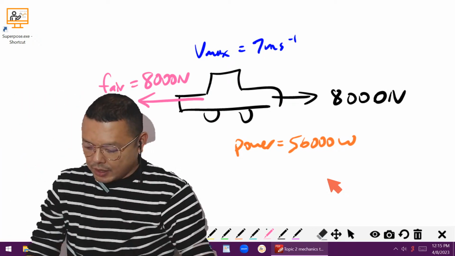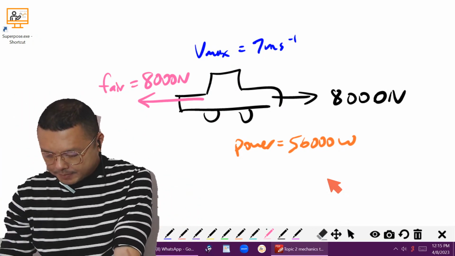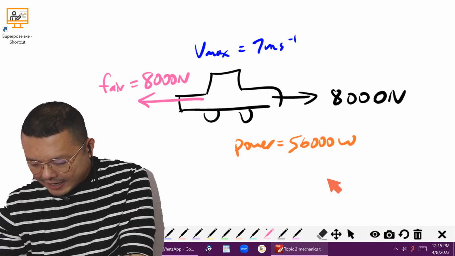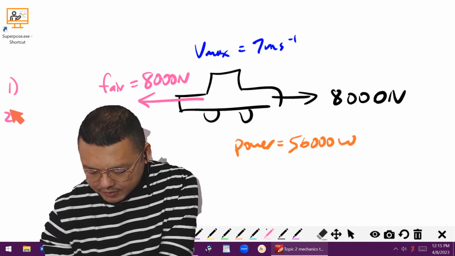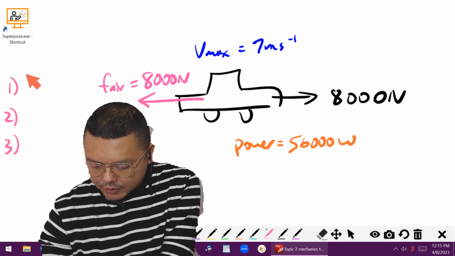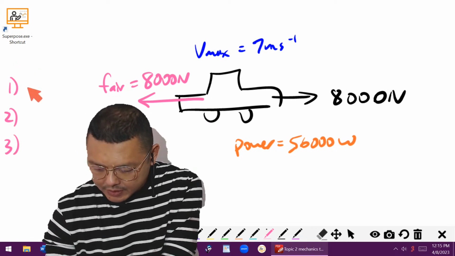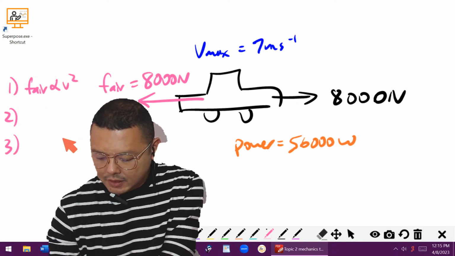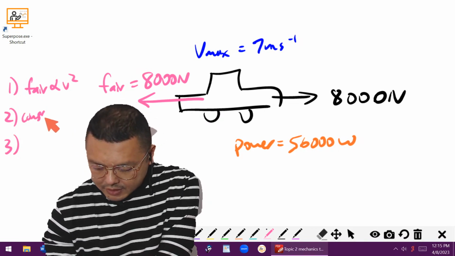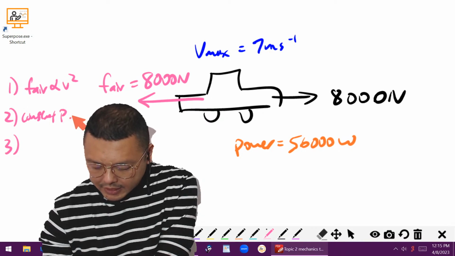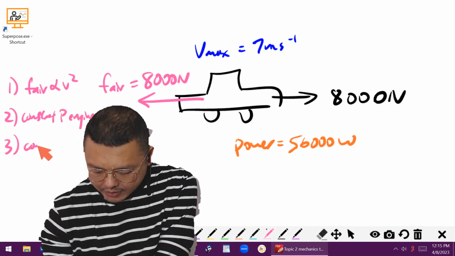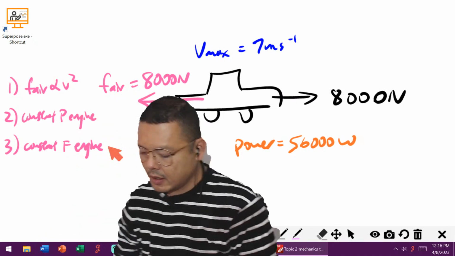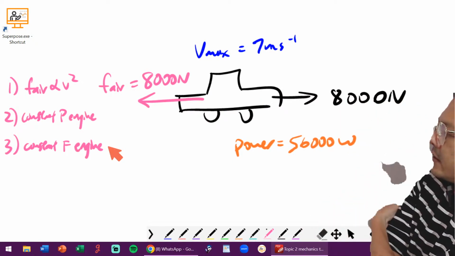Okay, good. So I'm going to tell you this. They can ask you in any of these three ways. These are the possible questions they can ask for this one. They tell you that the air resistance is proportional to v squared, or they tell you it is a constant power engine, or they tell you it is a constant force engine.